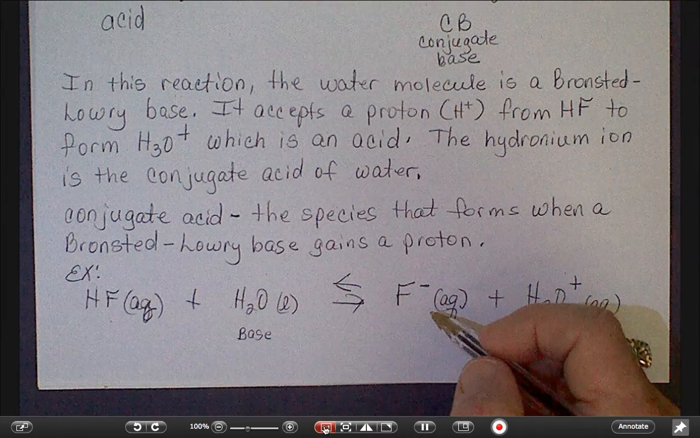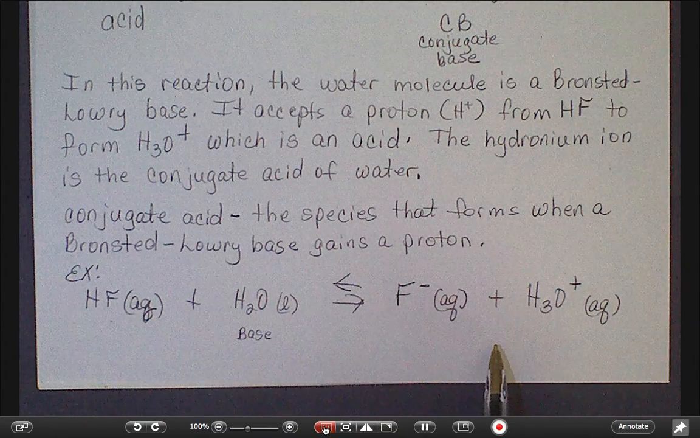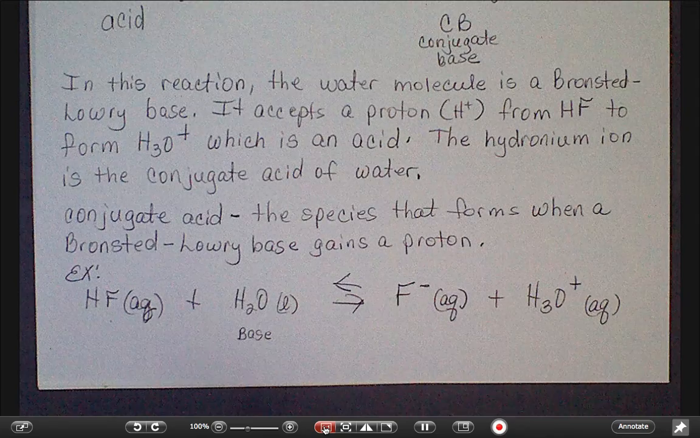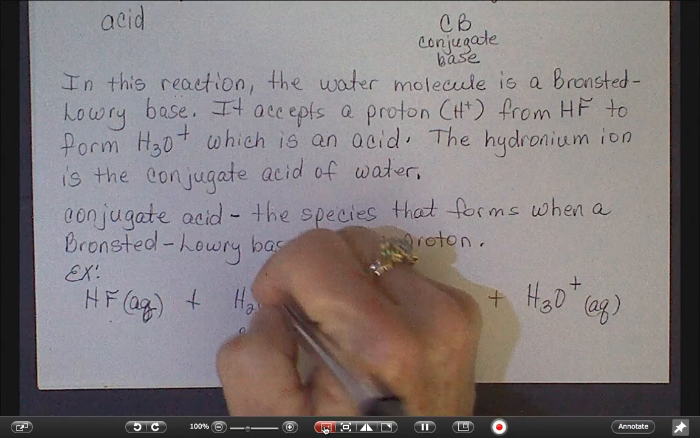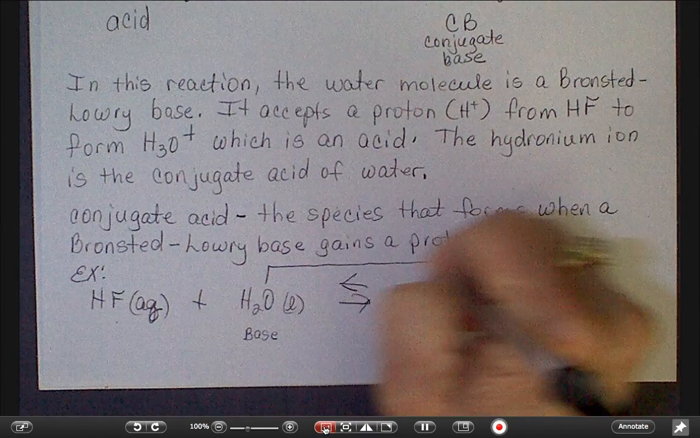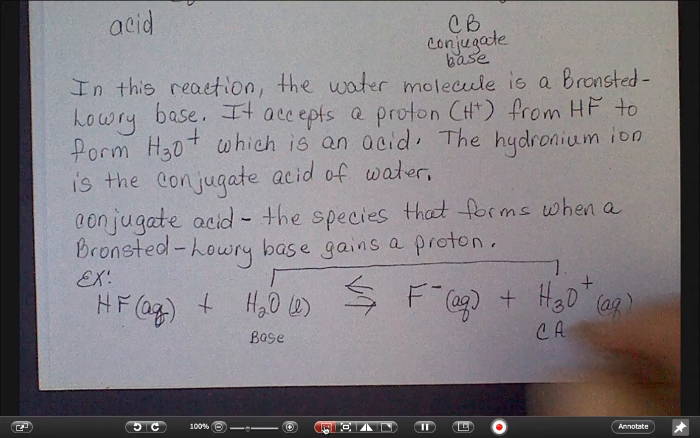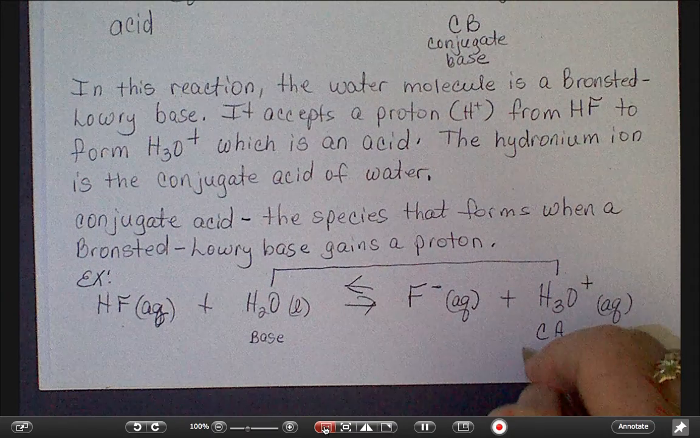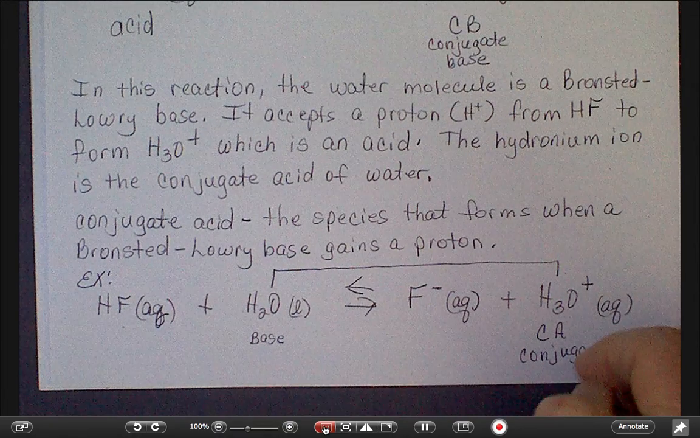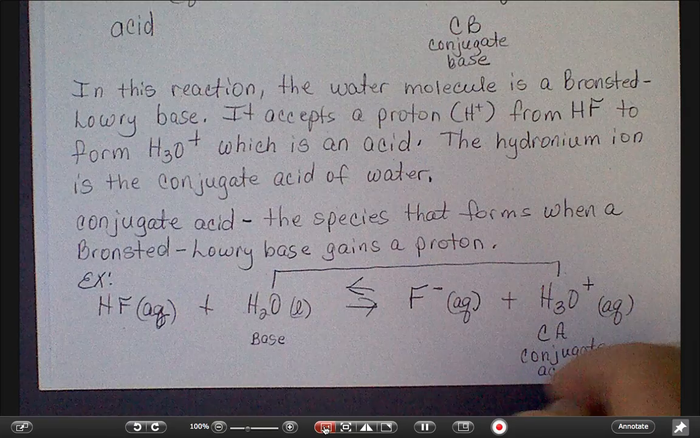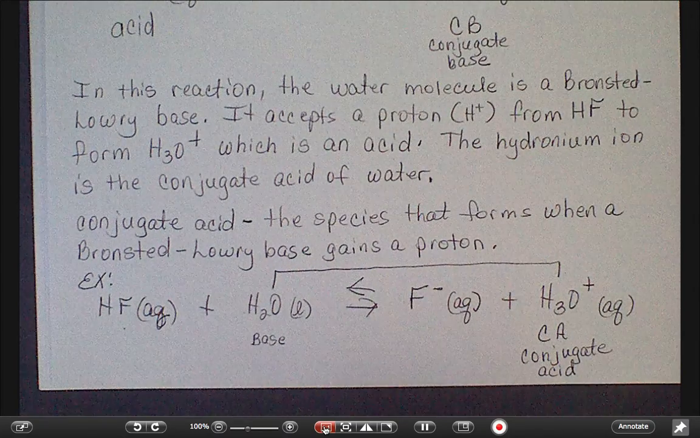Now then, who gained the proton? Right here. So you hook up your base to its, I'm going to call it the CA. And what does CA mean? Conjugate acid. Okay.